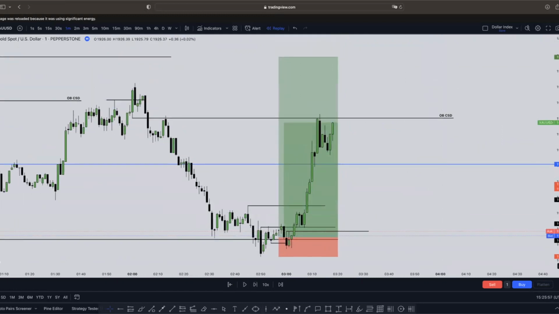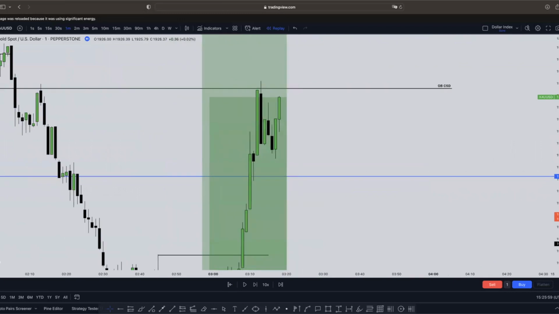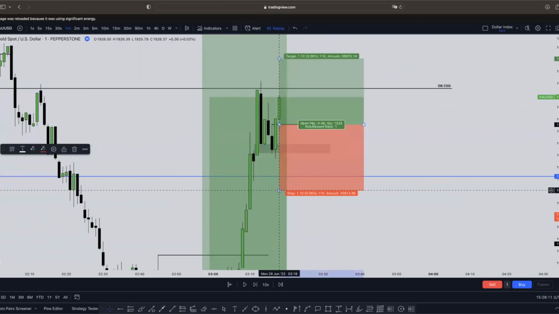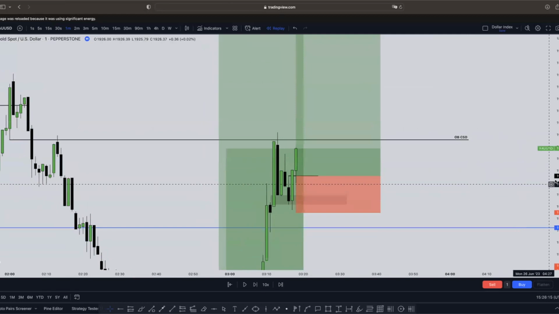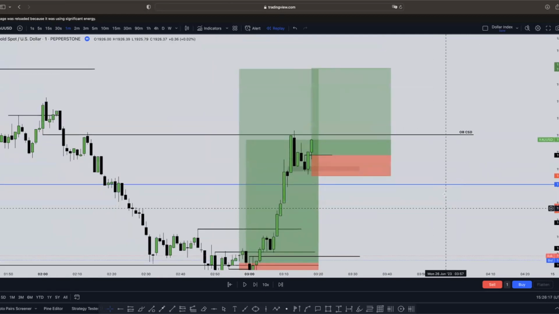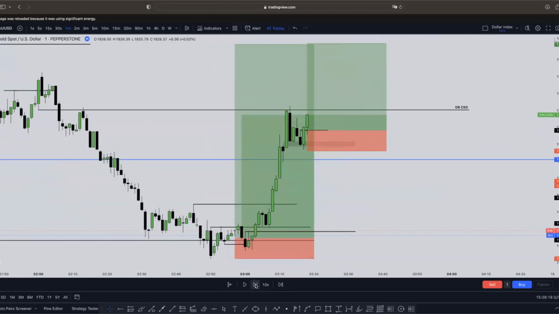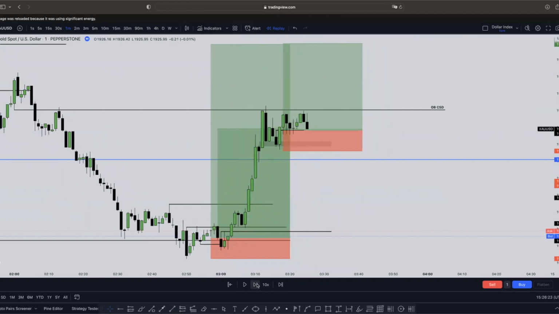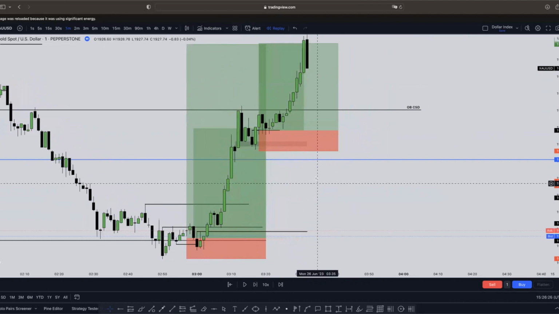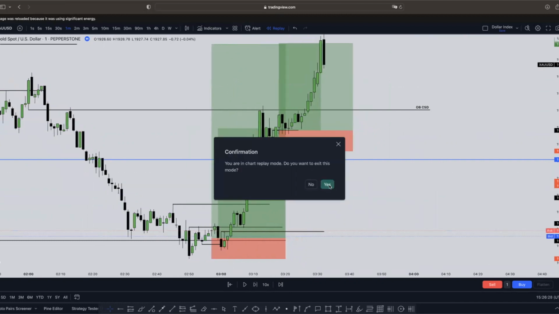Okay. Now, can you see here how we have an imbalance there? This down close filled it, price ran through it. Okay. That's an order block. See this? That's your next long. That's the idea behind it.